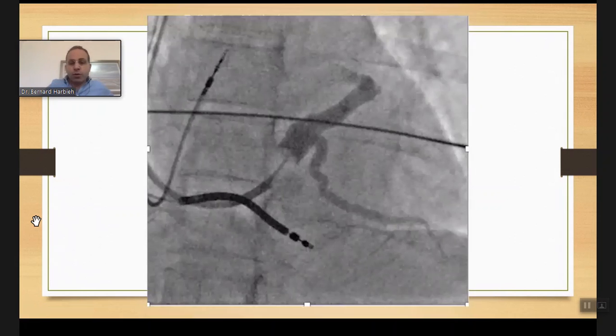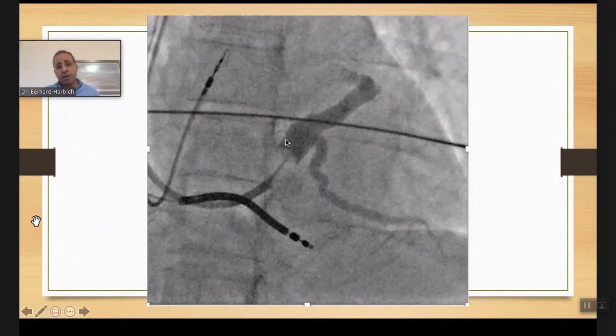So this is another example. You can see this example. This is a very nice anatomy. This is okay. You can say, okay, I will advance a wire here and I will advance the lead. But if you do it without a vein selector, it's going to take you double the time.